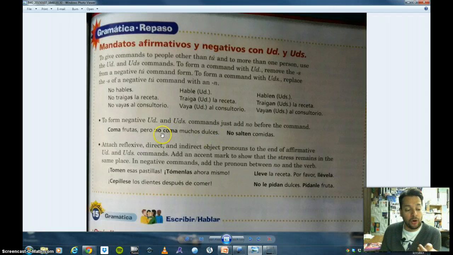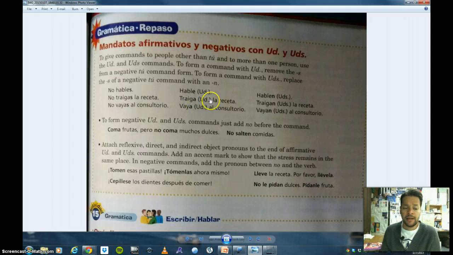Notice that it says no coma. The word coma is an affirmative usted command by itself, but now you put the word no in front. Now it's a negative usted command. You just told a grandma or somebody that's older with respect, don't eat that. No coma. All right? And you can go back up to these original affirmative usted commands. It is correct Spanish for you to say no hable, no traiga, no vaya. You see, what I'm doing is just putting the word no in front of all of these, and that turns them into negative usted commands.